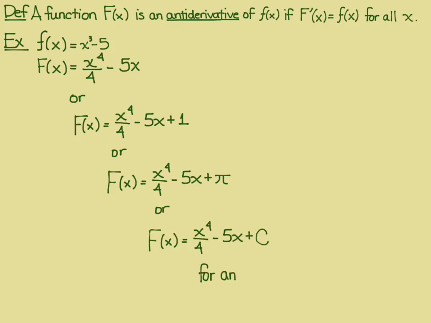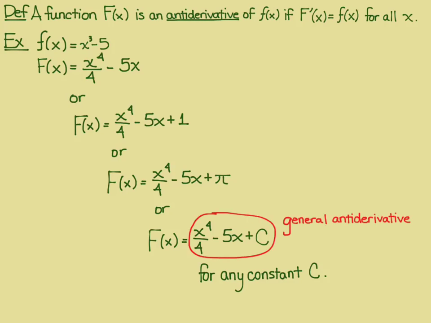Or, in general, I could write F of x equals x to the 4 over 4 minus 5x plus c, where c is any constant. This is called the general antiderivative of little f. C is called the constant of integration.